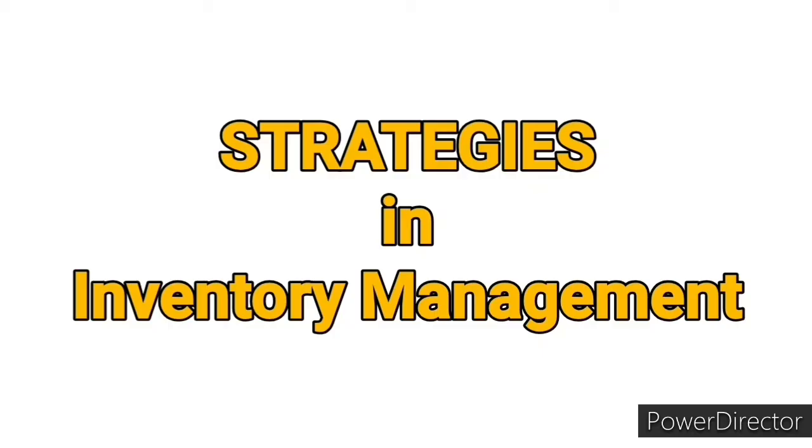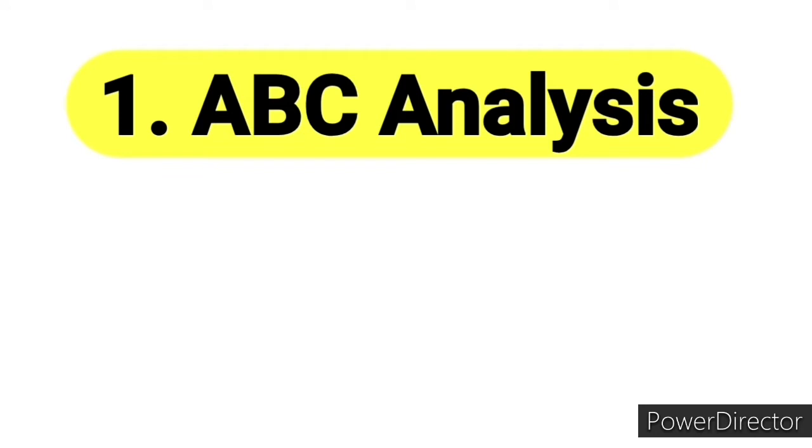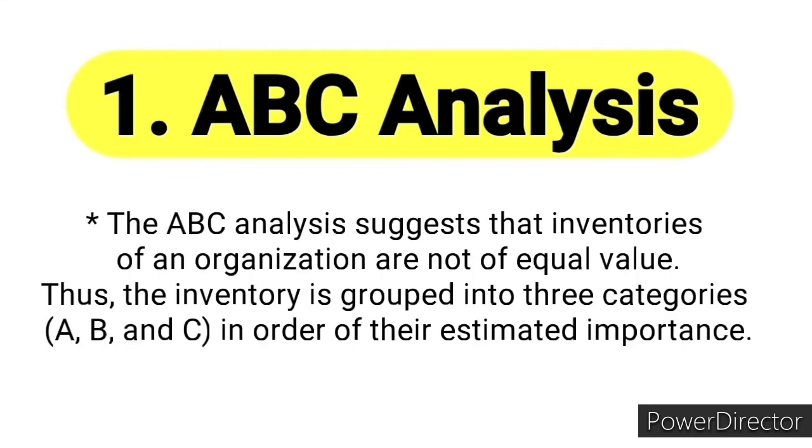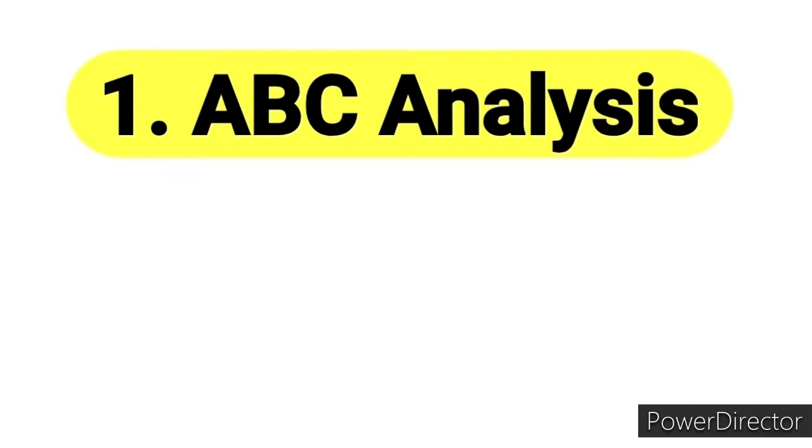Now, let's talk about strategies in inventory management. There are various strategies in inventory management, but I would like to discuss just five of those strategies. The first one is the ABC analysis. The ABC analysis suggests that inventories of an organization are not of equal value. Thus, the inventory is grouped into three categories: A, B, and C, in order of their estimated importance.